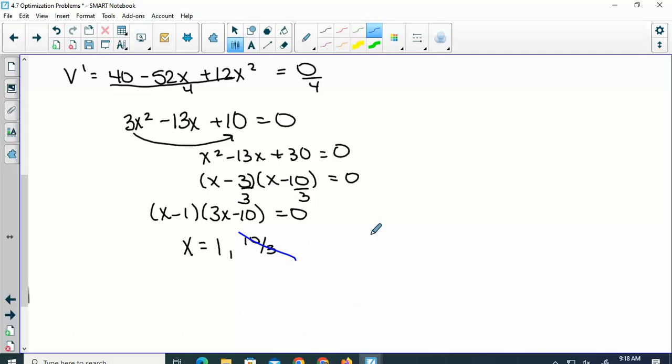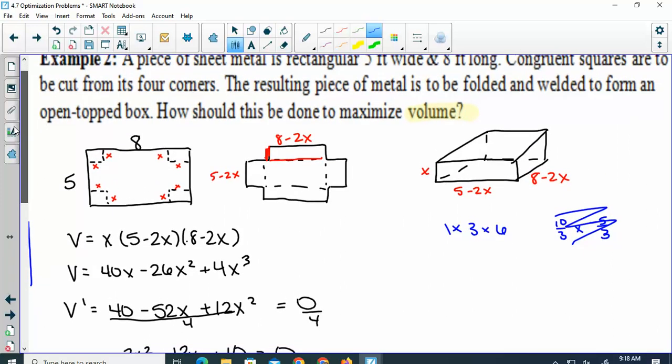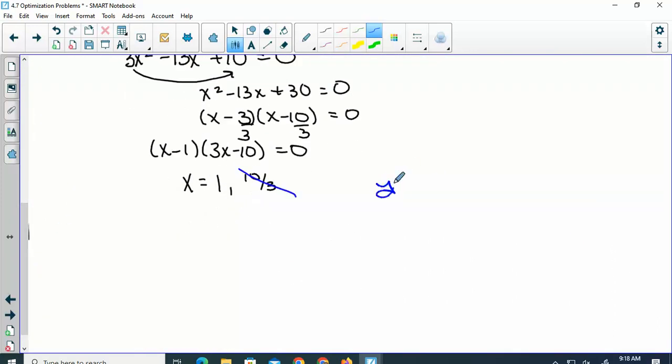So this question was, how should this be done? So we're looking at how big the square should be. So the sides of those squares should be 1 foot long in order to be able to create this box. Is that okay?